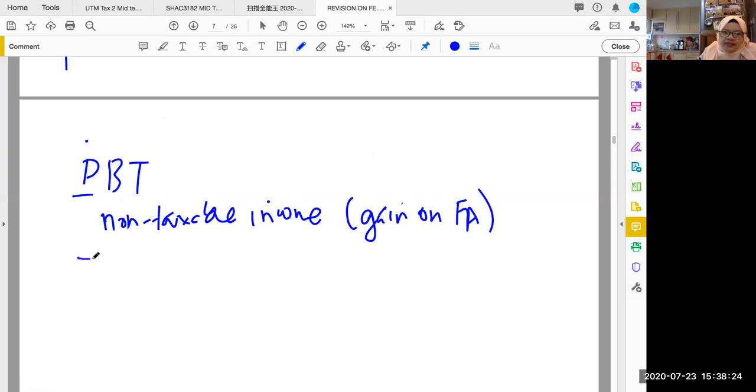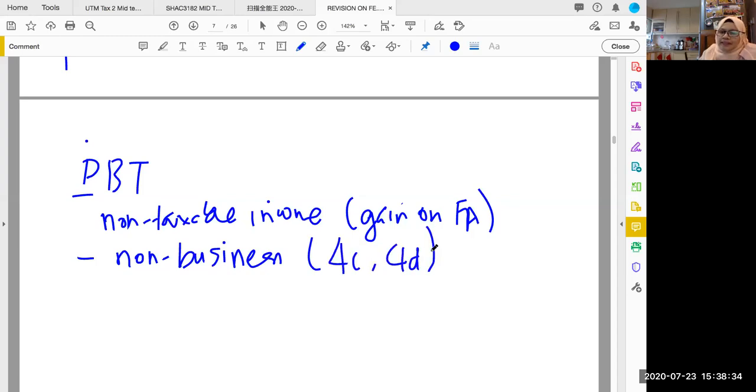Then you also have to minus your non-business income, right? Non-business income is income such as your section 4C and your section 4D. Remember that this is an investment income. So you call it a non-business income, but it is still a taxable income. So what you do is take it out from your profit before tax, but you are going to assess that income later when you do other income at the bottom. So don't forget that.